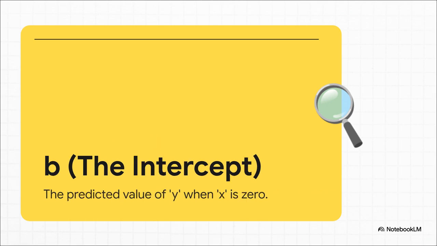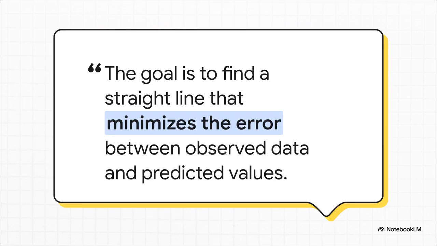And finally, there's b, the intercept. Just think of this as the starting point. It's the value the model would predict if x was 0. So what score would we expect from a student who studied for exactly 0 hours? That's our b.